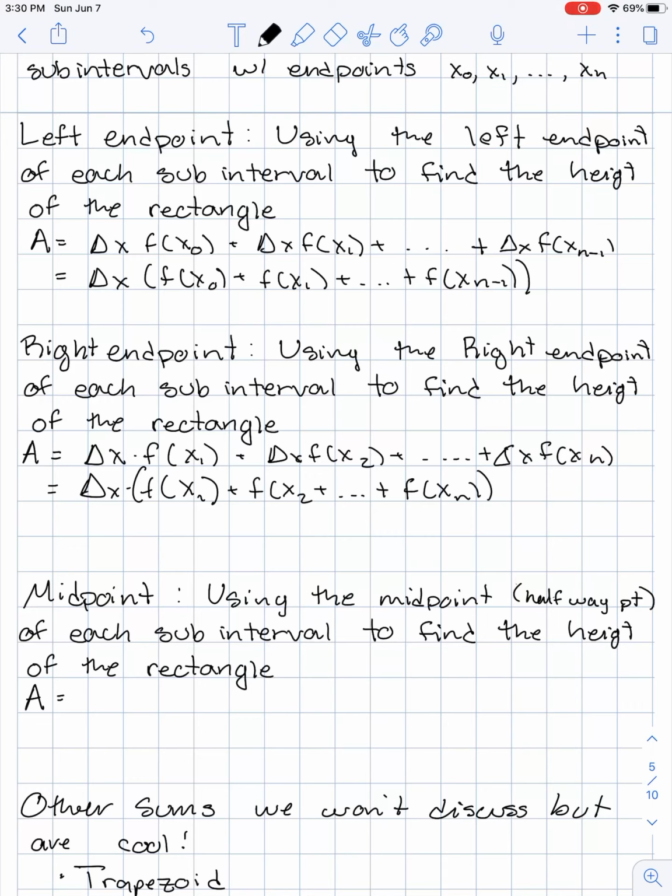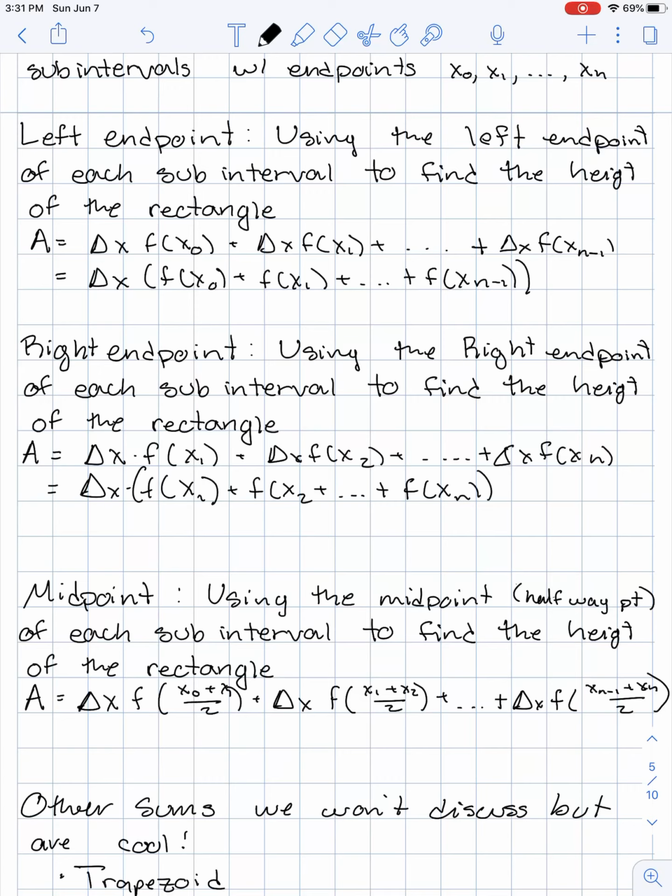estimate, sometimes. So delta x times f of the average between x0 and x1, that's (x0 + x1)/2, plus delta x times f of the average between x1 and x2, plus dot dot dot, all the way until we get to delta x times f of (x_{n-1} + x_n)/2. All right, and again, I can pull out that delta x.